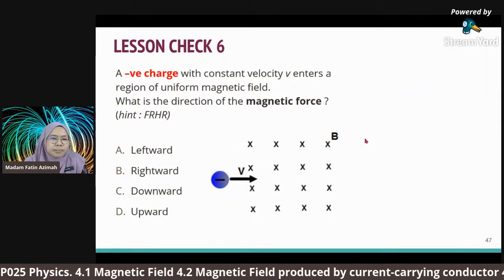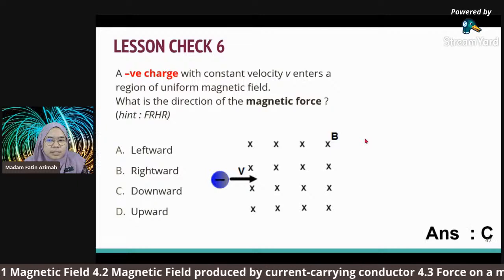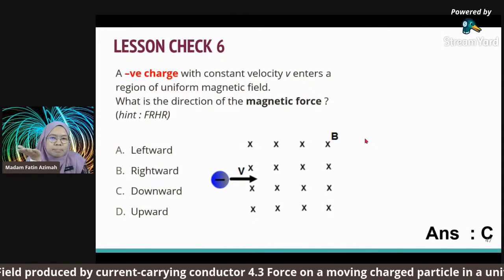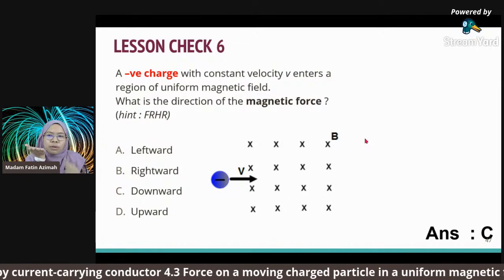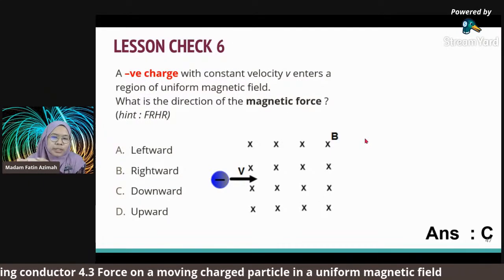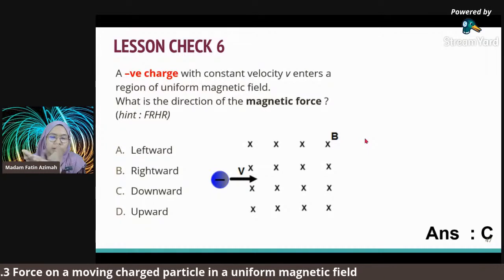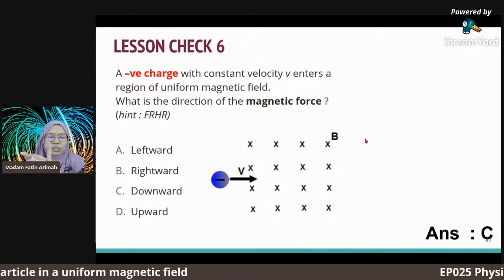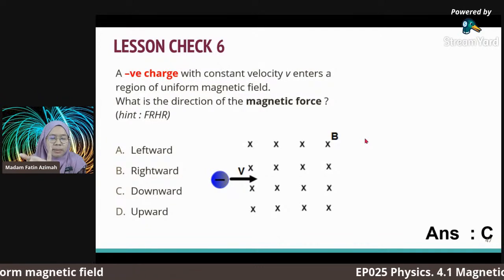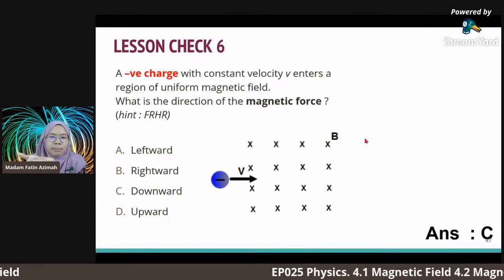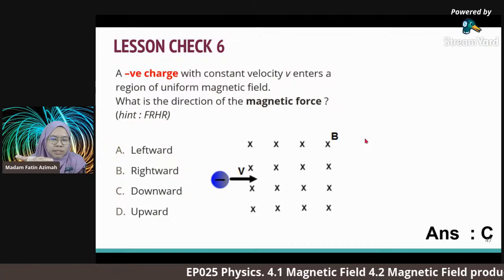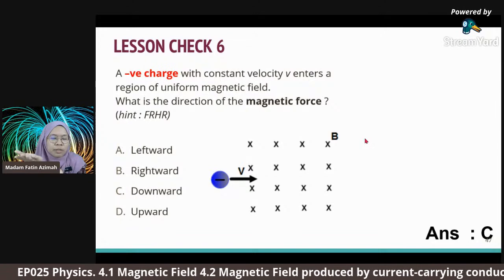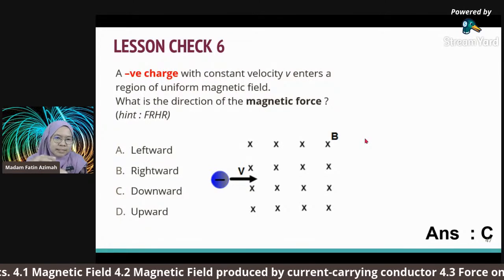Time's up. So the answer is C, downwards. You can use the right hand palm rule. Your 4 fingers are pointing into the page. Your V is going to the right. So you can see that the directions of the F is going up. But remember, right hand palm rule is for positive charge. Now we are having negative charge. So the directions of magnetic force is the opposite.